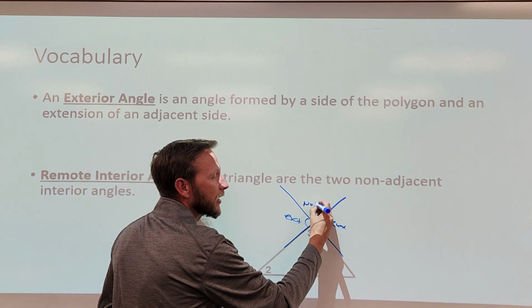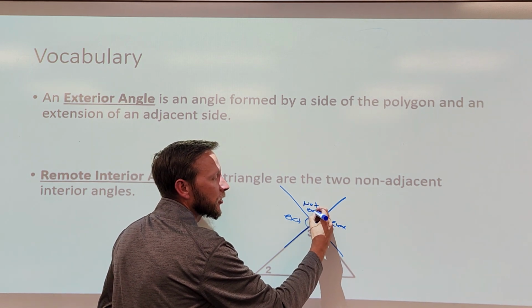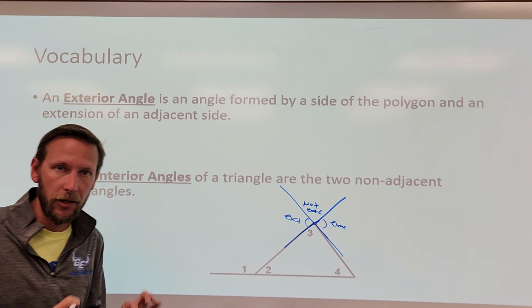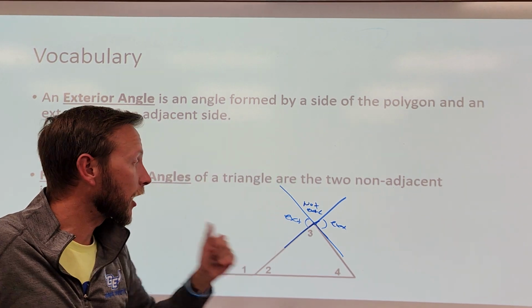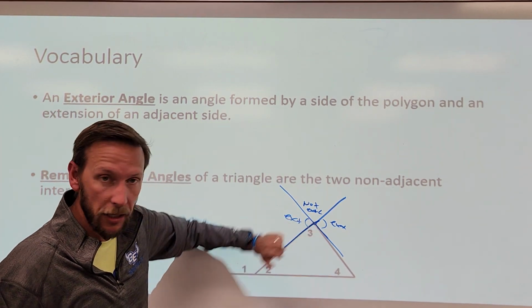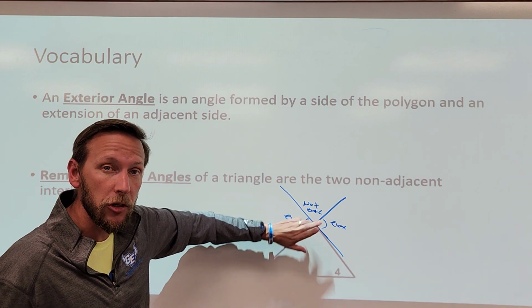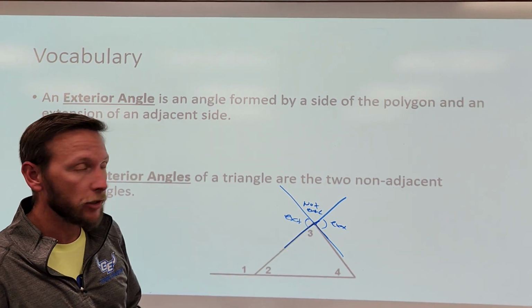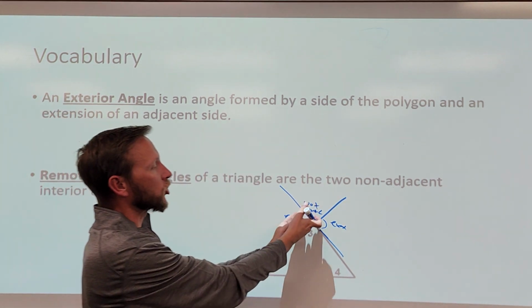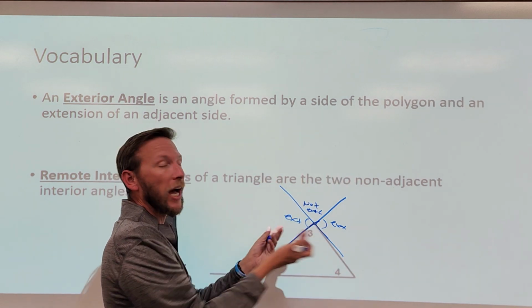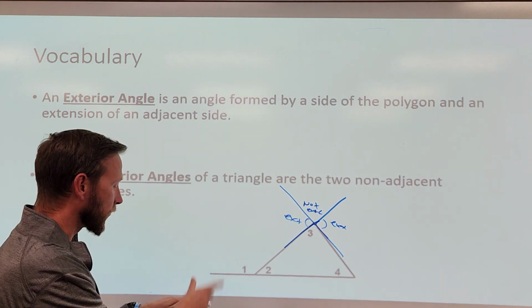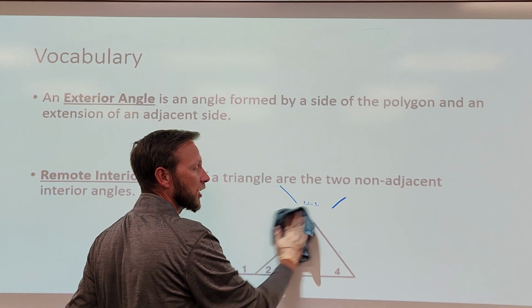This right here is not an exterior angle. Yes, it is outside of the triangle, but it is a vertical angle with that interior angle, so it's not supplementary to that interior angle. It's formed by two extensions of a side, but no actual sides of the triangle. So it doesn't fit the definition. We have to go by what the definition is.